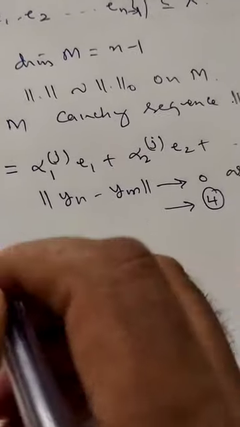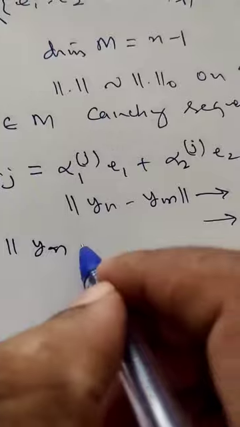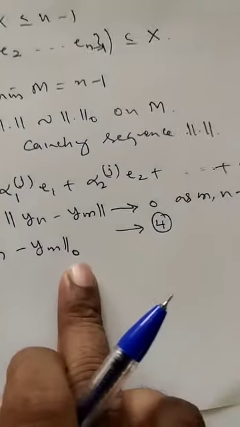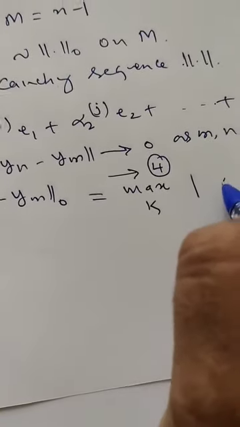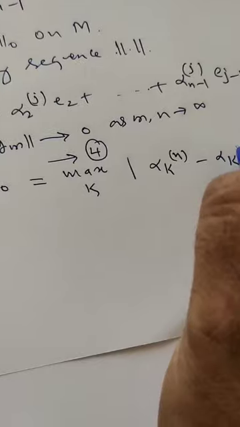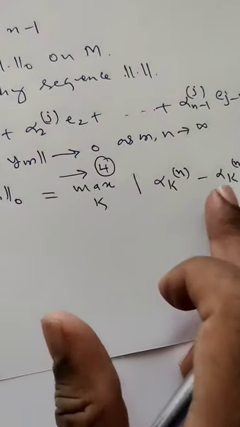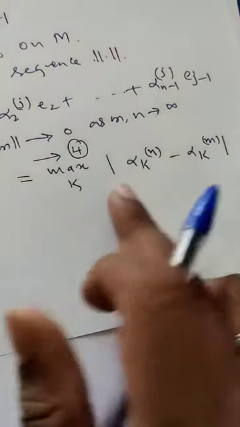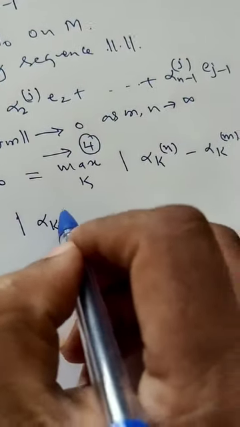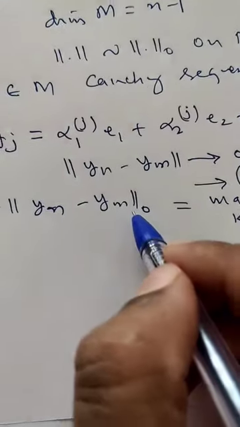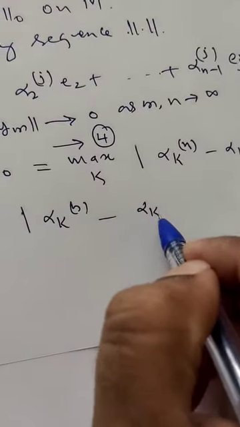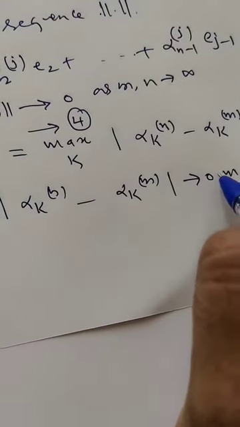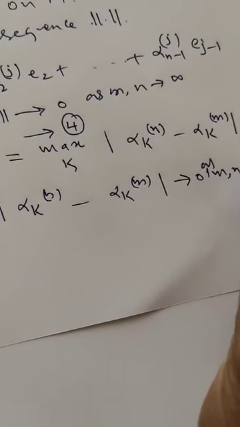But norm of yn minus ym with respect to the zeroth norm, because it is a Cauchy sequence with respect to both norms, is by definition the maximum over k of alpha kn minus alpha km. Now the left hand side tends to 0 as m and n tend to infinity, which means the right hand side also tends to 0. That means alpha kn minus alpha km tends to 0 as m and n tend to infinity.